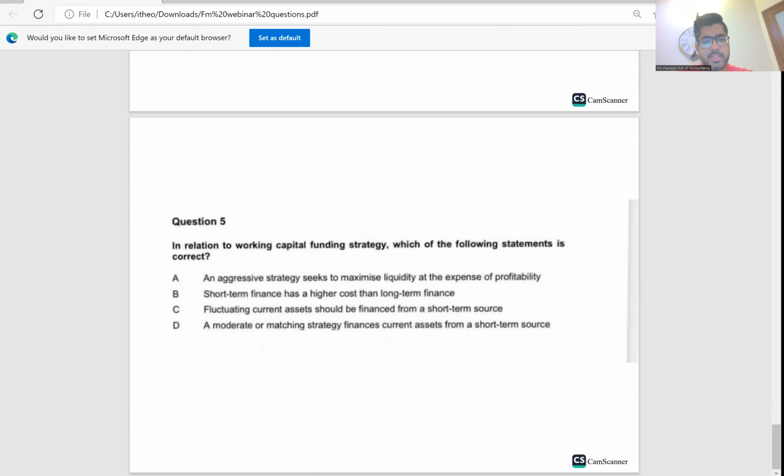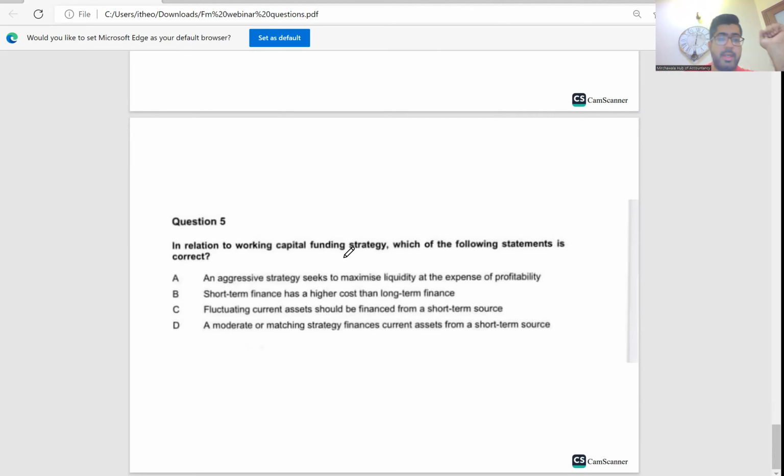Question number 5 is a very easy question in relation to working capital funding. Now you have studied two strategies: a working capital investment strategy and a financing strategy. Which of the following statements is correct in relation to working capital funding strategy? Remember, in financing strategy there is aggressive, moderate, conservative, and in investment also conservative, moderate, aggressive.